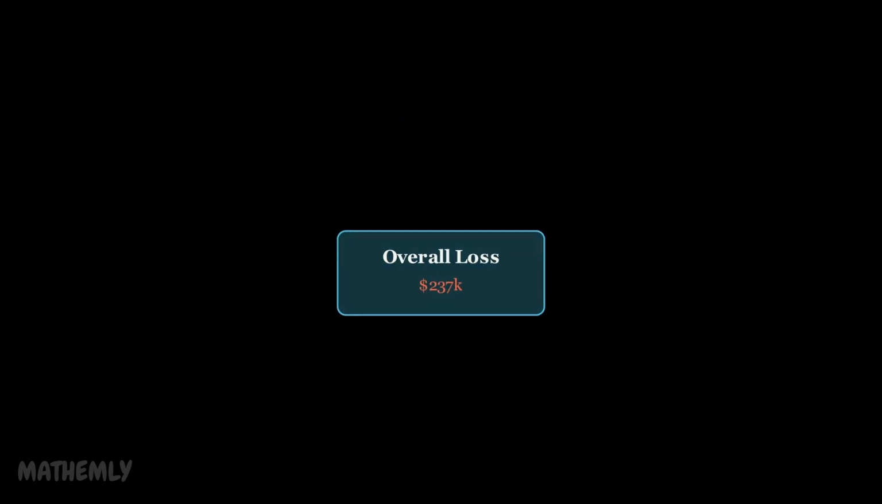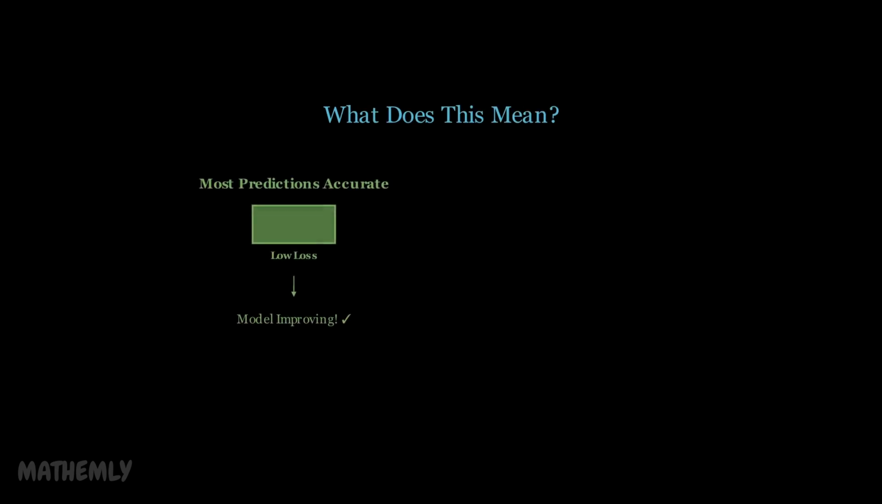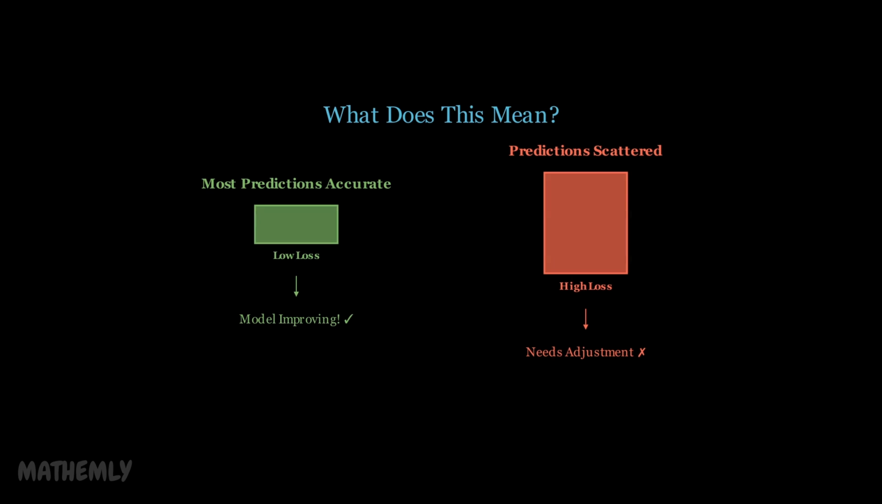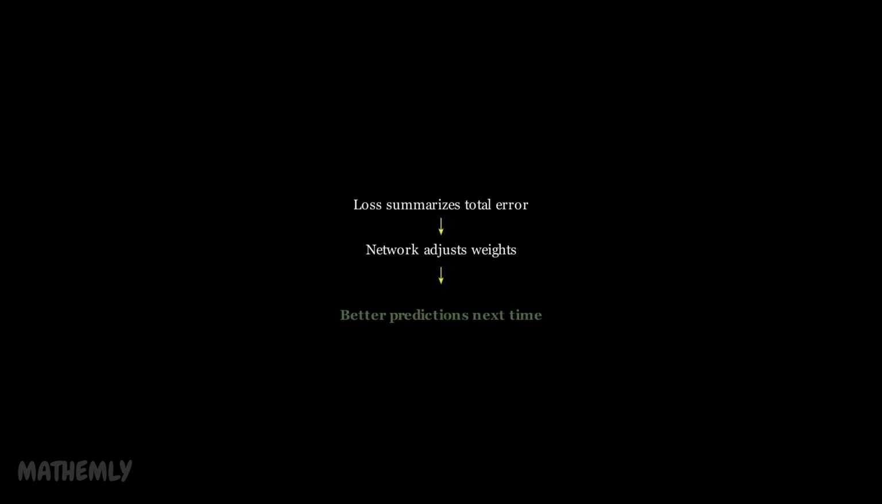Here's what that means practically. If most predictions are accurate, the average loss will drop, so the model is improving. If the predictions are still scattered, the loss stays high, so the model needs more adjustment. So instead of just checking one guess at a time, the loss function provides a single, reliable signal that summarizes the network's total error. This is what guides the next phase of training, where the network updates its weights to minimize that loss and make better predictions next time.